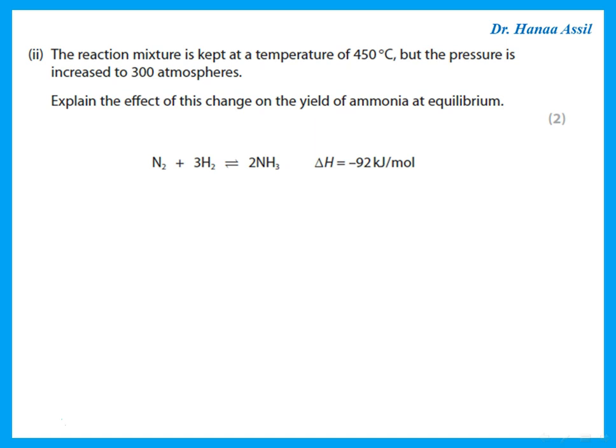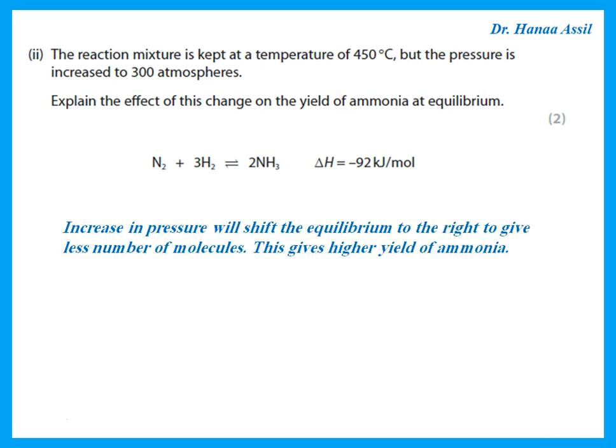So if I have the same reaction, but I'm going to increase the pressure. Now, what happens if we increase the pressure of a reversible reaction? Remember, in this case, I'm not looking for which one is exo or endo. I don't care. What we're looking for is the number of moles on either side of the arrows. So if we increase the pressure for any reaction, the equilibrium will shift to the side that gives less number of moles or less number of molecules.